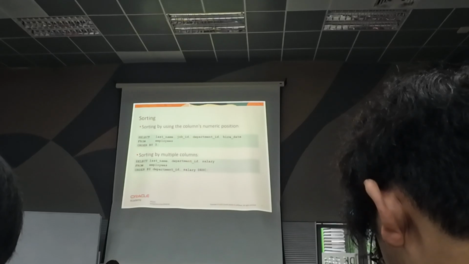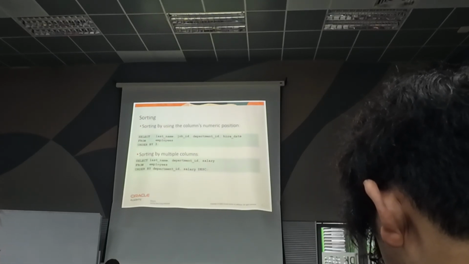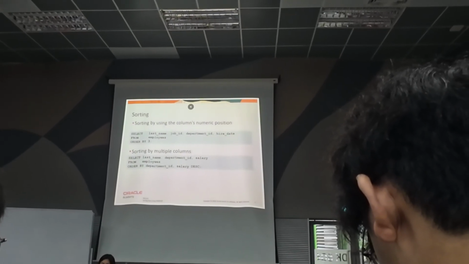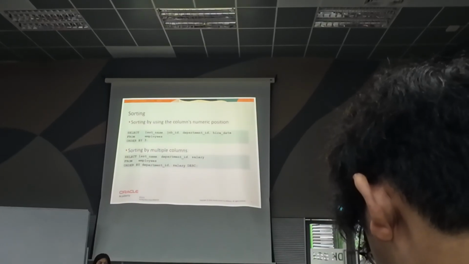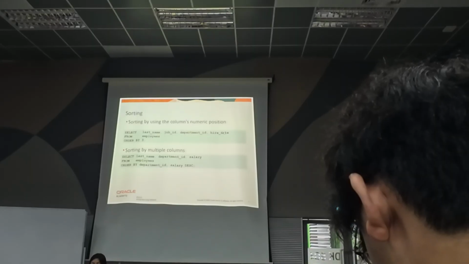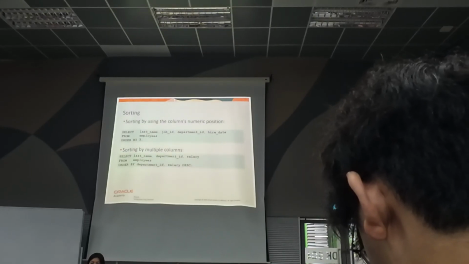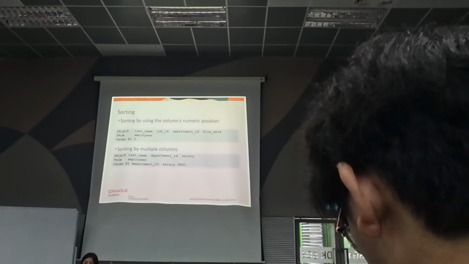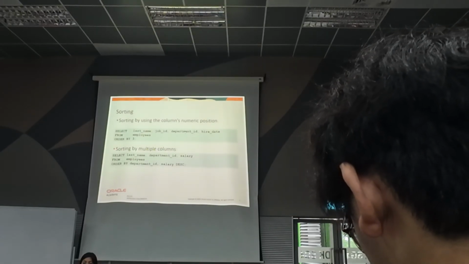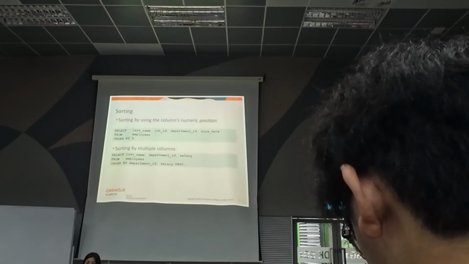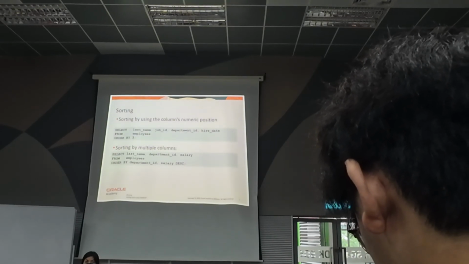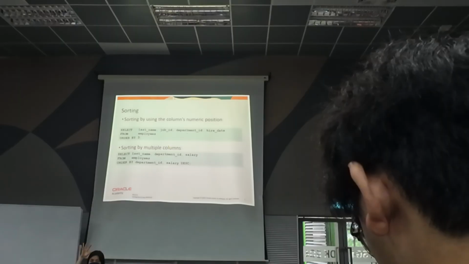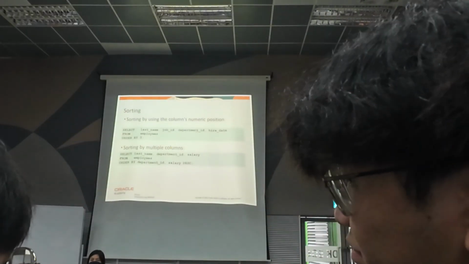Okay, next one. Sort by using column numeric position. This one you did in the practical already. Do you still remember? So how? Let's say we select last name, job ID, department ID, hire date from employees, order by 3, semicolon. What is 3? Column number 3. So 1, 2, 3. So your result will be sorted in ascending order of the department ID. 3 means column number 3. So in this example, column number 3 is department ID. So your result will show the employees sorted in ascending order of department ID.